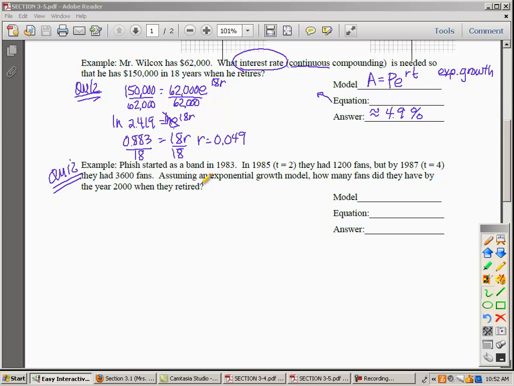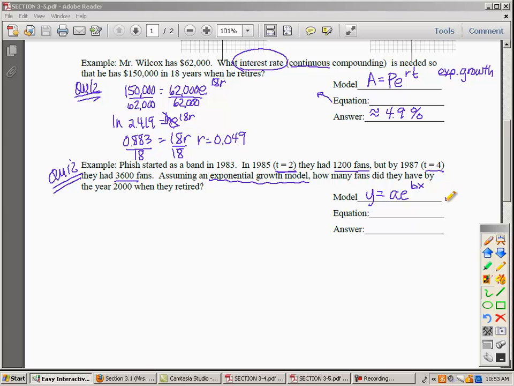Fish is a band that Mr. Wilcox loved. They started in 1983. In 85, which they called time 2, there were 1,200 fans. But by 87, which if I start at 83, that's time 4, they had 3,600 fans. This is a big assumption, but assuming exponential growth, and exponential growth from above is y equals a times e to the bx. And this is why you need that equation. I told you that was the one equation you need.